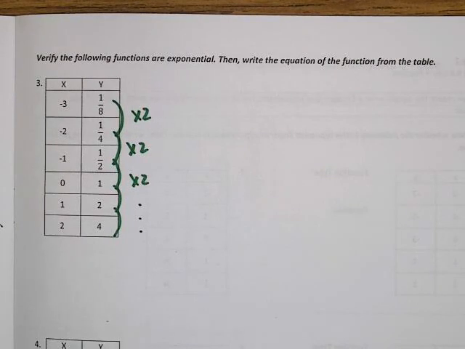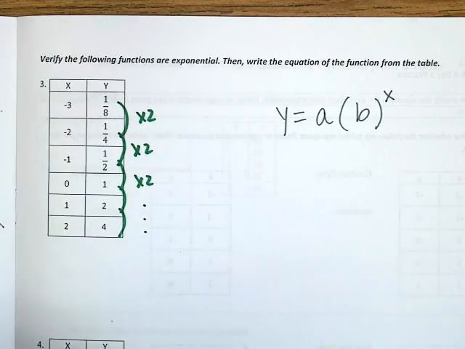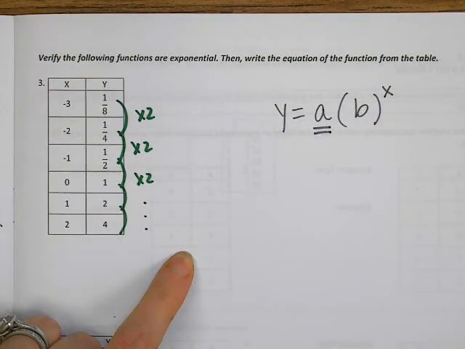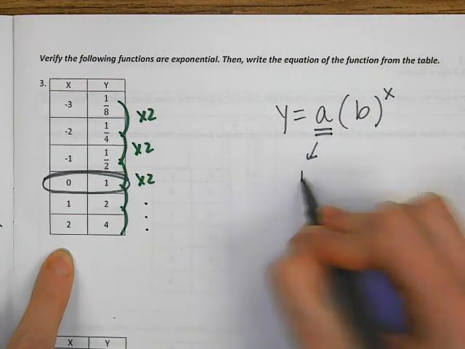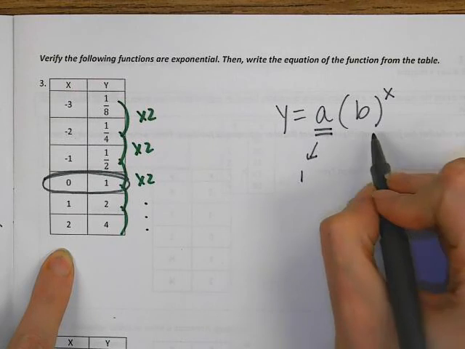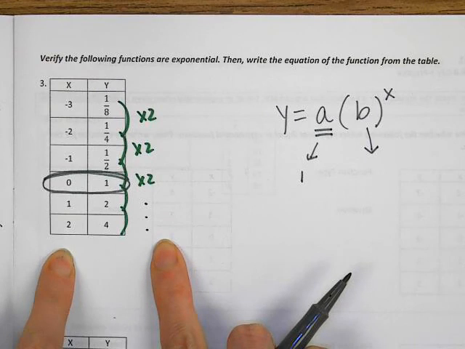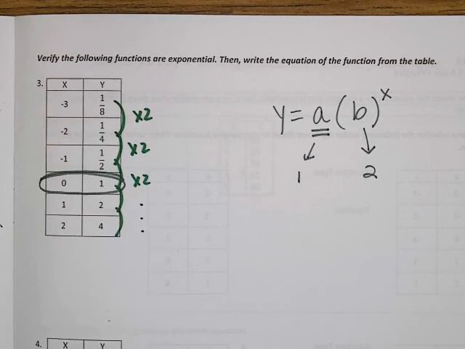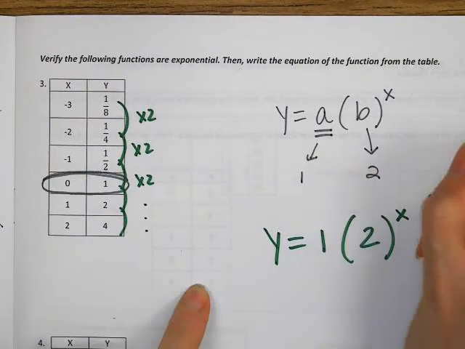The exponential model is y equals a times b to the x power. Let's remind ourselves what these are. A is the y-intercept, so a is the starting value, 0, 1. So a is 1. And then b is the rate that you're multiplying by. Since we're multiplying by 2, that's going to be b. So put it all together. y equals 1 times 2 to the x power.